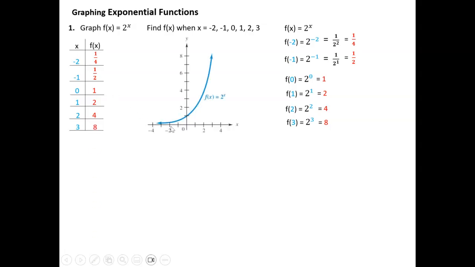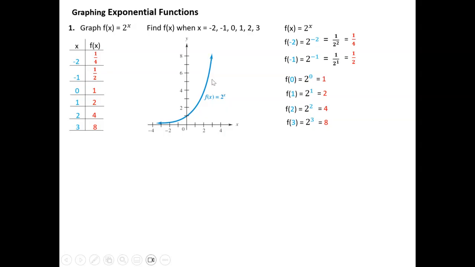If you notice, when x is -2, the y will be about 1/4. When x is -1, my y will be about 1/2. When x is 0, my y is 1. When x is 1, my y is 2. When x is 2, my y is 4. When x is 3, my y is 8.